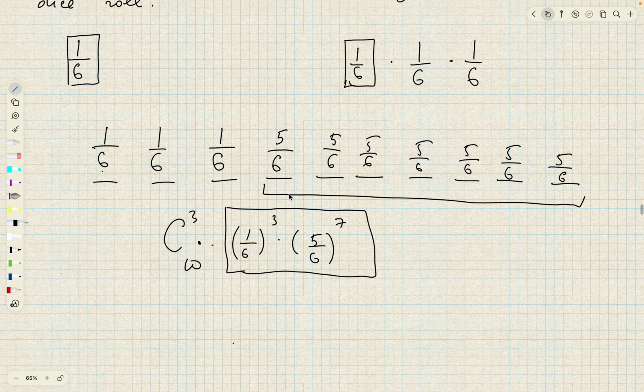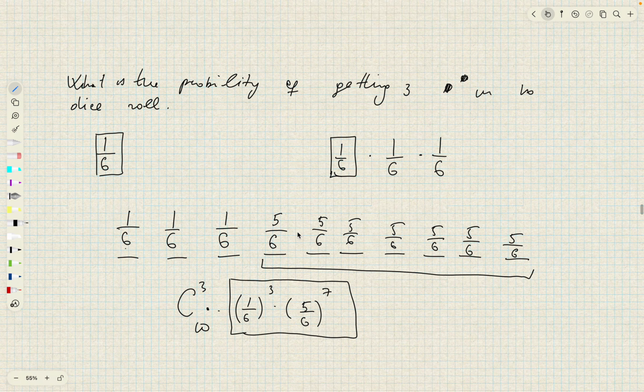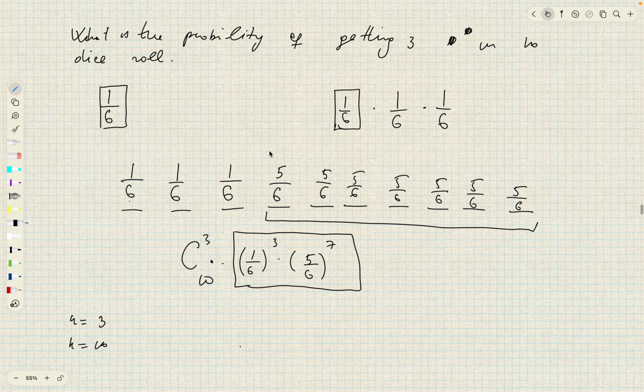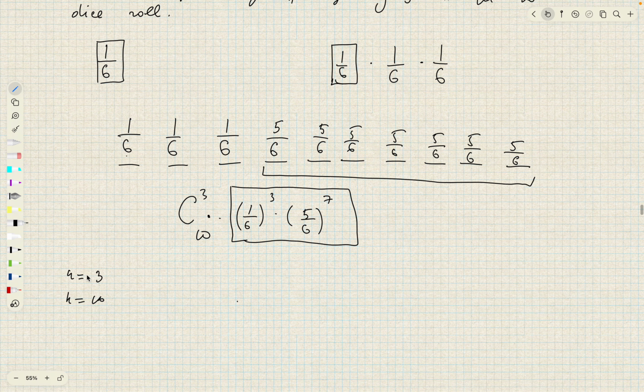And we start to see a pattern here. Let's say n is 3 and k is 10. K is the number of trials and n is the number of times that we're interested in. For example, in this case, we're interested in the probability of getting 3 times. And now the n is 3.